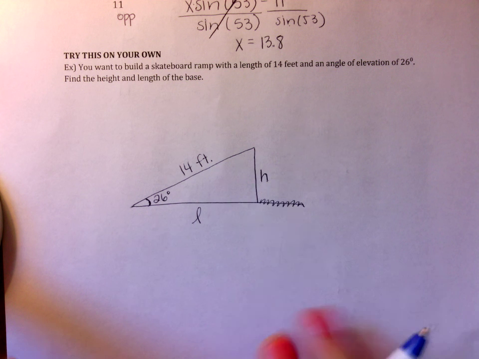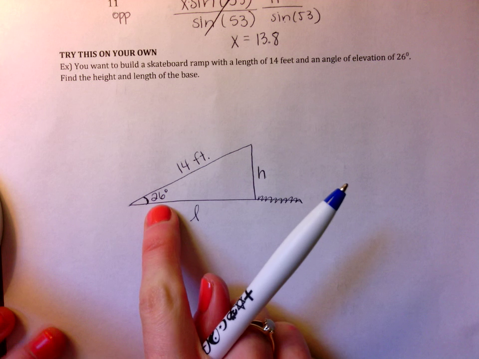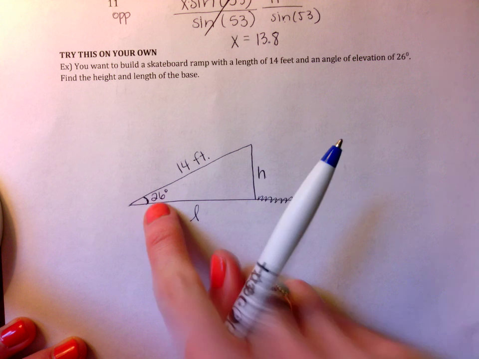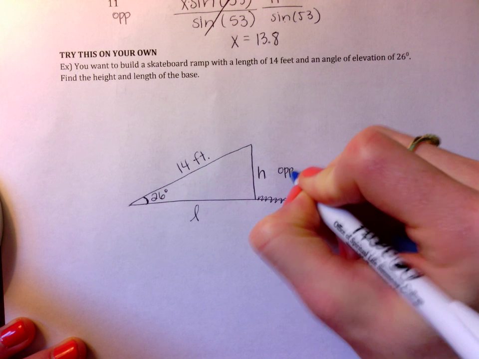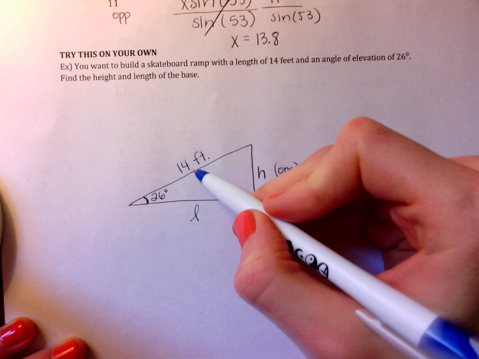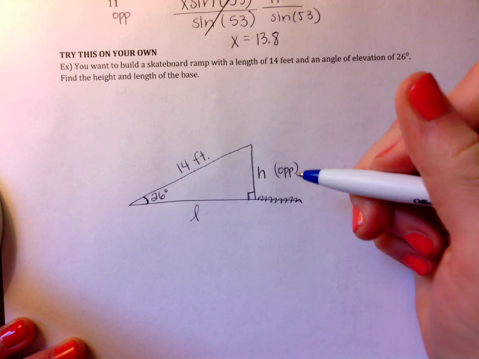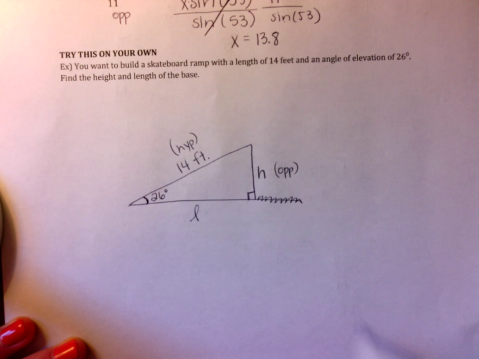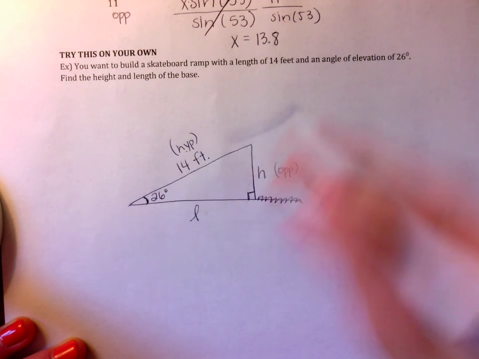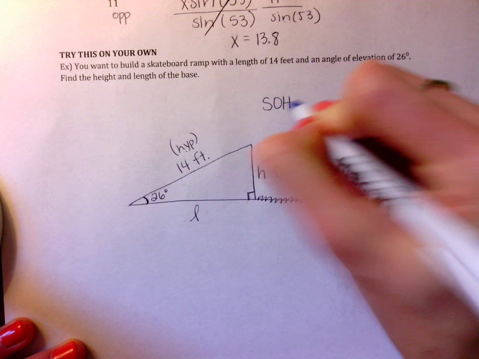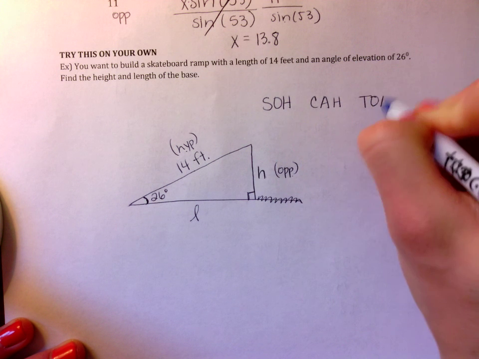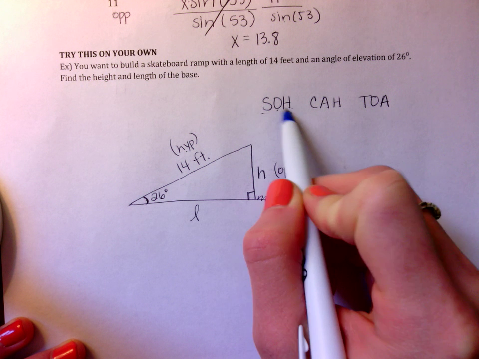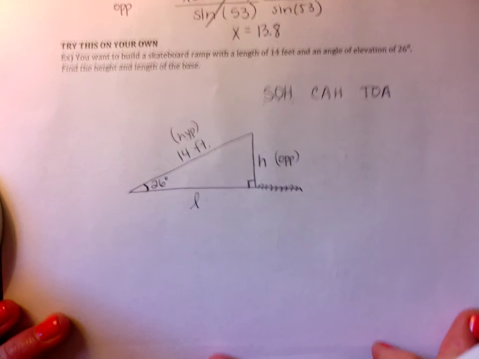Okay, let's do it. So when we look at this angle, let's start with H. That would be opposite of this angle. This is the opposite side. 14 we know because it's a right triangle, it's the longest side, it must be the hypotenuse. Which of your trig ratios we just learned have to do with opposite and hypotenuse? Only sine has to do with O and H, or opposite and hypotenuse. So I'm going to set that up to begin with.